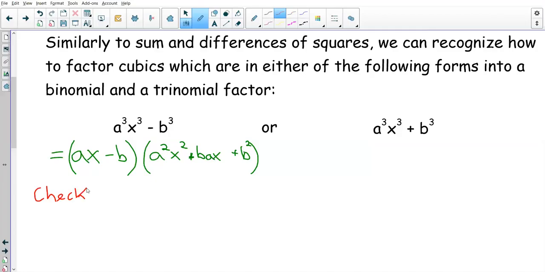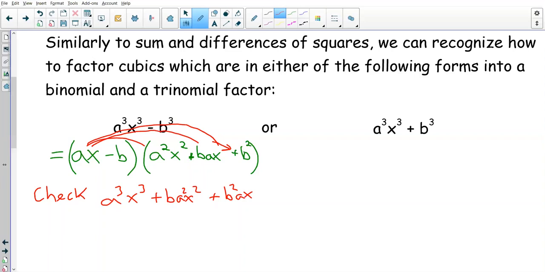I'm going to multiply the ax by all three terms first, and we'll see how things are going to cancel. It's going all the way over to the b squared. So I'll get a cubed x cubed, and then plus b a squared x squared, and then I multiply the ax by the b squared. So that gives me a plus b squared ax.